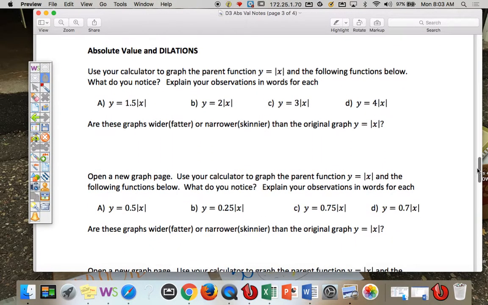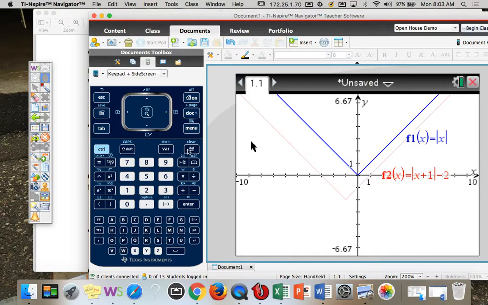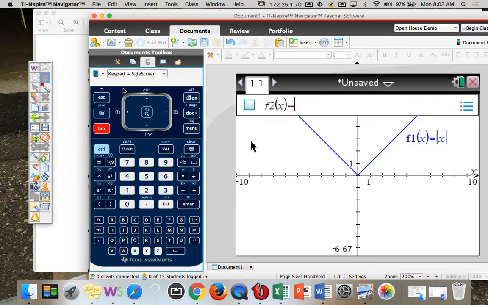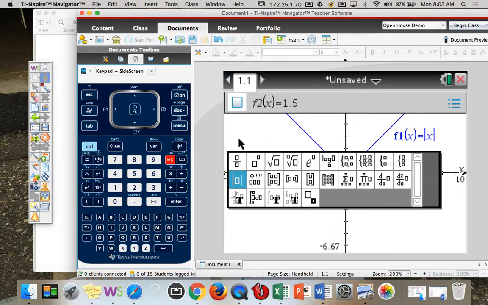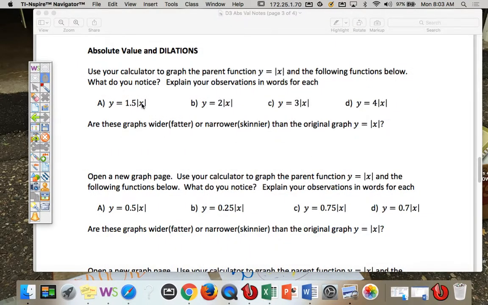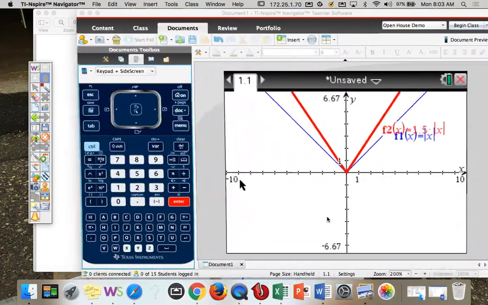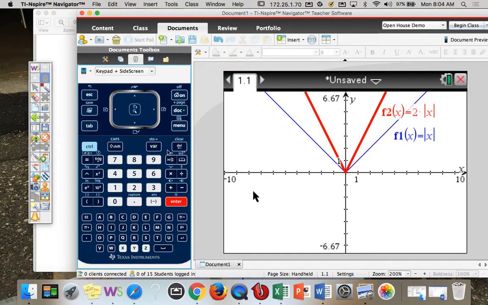Okay, so now let's look at dilations. In your calculator, type in the following and see what you notice. So let's get rid of this guy right here. Okay, so I'm going to type in the first one, which is 1.5x, absolute value of x. Okay, so this one is narrower. Let's see the next one, 2x. That one again is narrower.